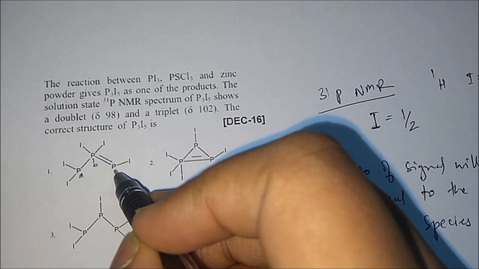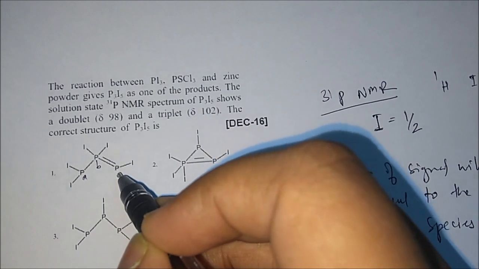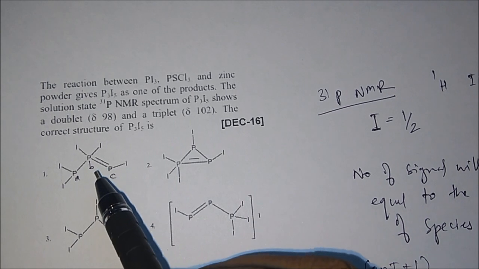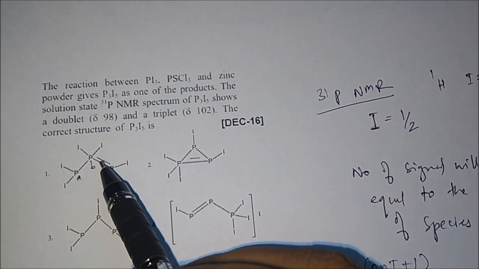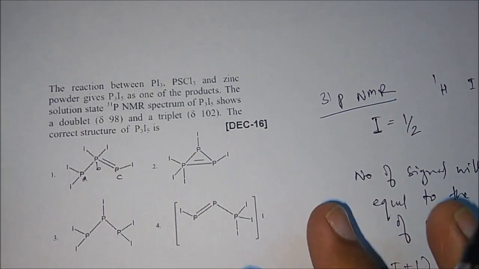Now let's come to this. Now this phosphorus is attached to a phosphorus and iodine. That means it's a third type of phosphorus. So here you are getting 3 types of phosphorus. It means for this compound you must get 3 signals, which you are not getting. So this cannot be your correct option.